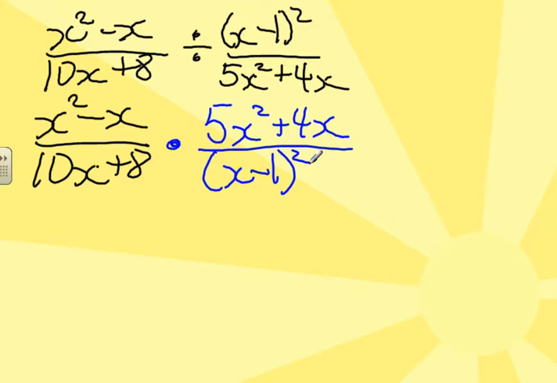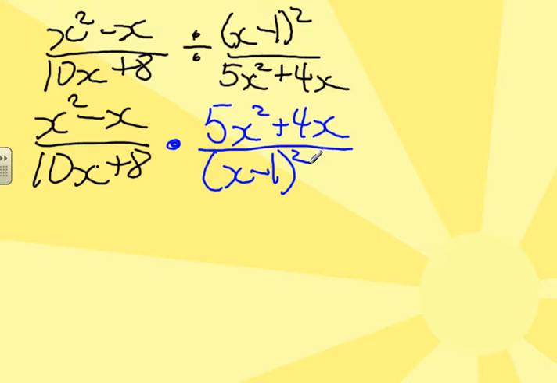Now when I'm doing a multiplying question, I factor it all out as much as possible. Then I cancel what I can, anything off the top and the bottom. And then I multiply. Do it as simple as possible. So let's start factoring. Doing the left-hand side first.